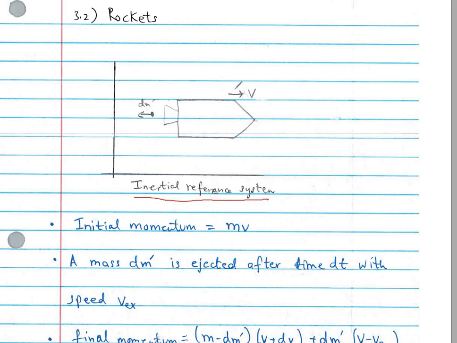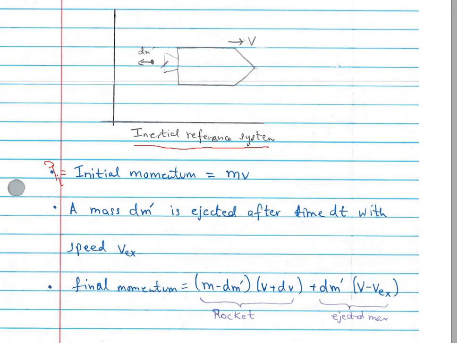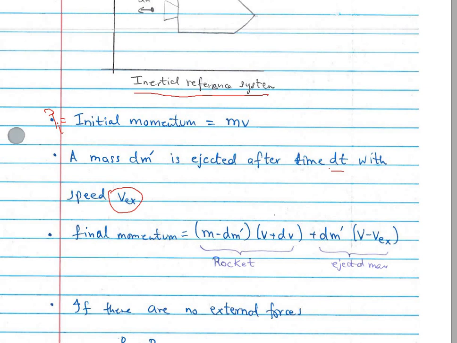the right. So initially the rocket is moving with velocity v and its mass is m, so the initial momentum of the rocket is mass times velocity. Now the rocket ejects a mass dm prime in a small amount of time dt, and the velocity of the exhaust is v sub ex. Now the mass of the rocket is obviously reduced, its velocity is going to increase, so the mass is reduced by the mass of the exhaust dm prime, and its velocity increases by dv.